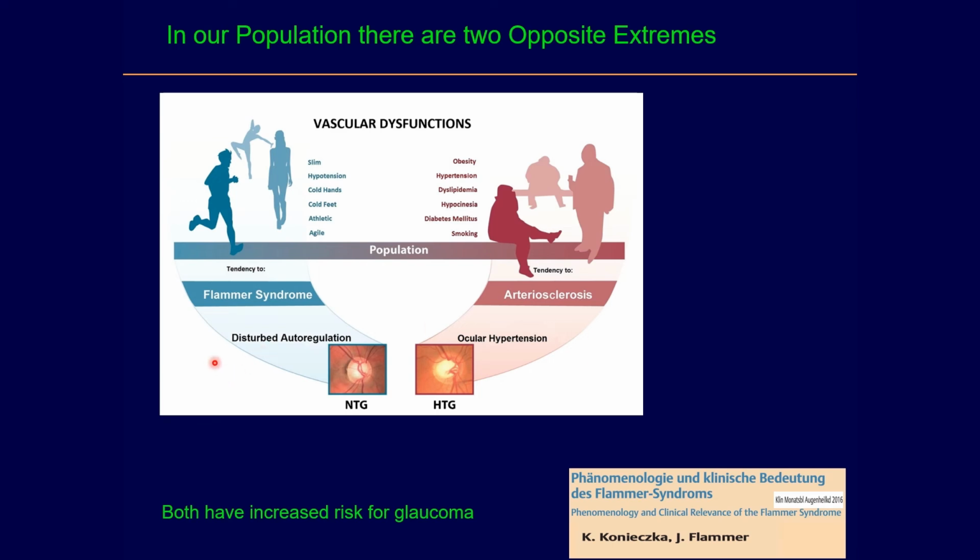People with Flammer syndrome, however, are more likely to have a disturbed autoregulation and a low perfusion pressure, thus have a certain risk for normal tension glaucoma. Of course, this is a certain simplification. For example, there are people with FS who develop high blood pressure as they get older, or patients with normal tension glaucoma in whom the intraocular pressure increases with time, etc.